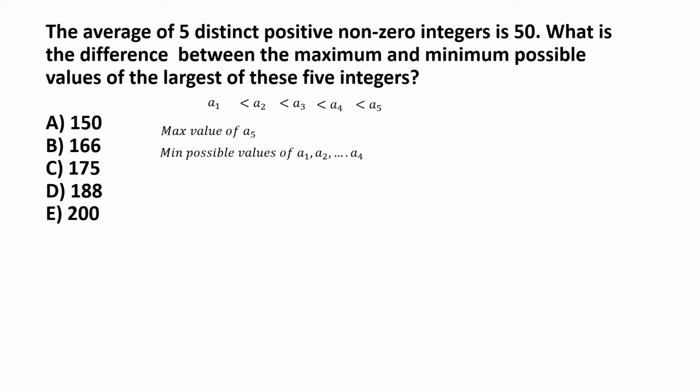And that is actually pretty simple, because it's given that these are positive non-zero integers. So the least value that a1 can take is 1, and these are also distinct integers. Distinct means that they're all different. So the least possible set of values that a1 through a4 can take is, we'll start with 1, the least possible one for a1, and then a2 can take the next available value, which is 2, and a3 can take the next available value after 2, which is 3, and in the same way a4 can take the value of 4.